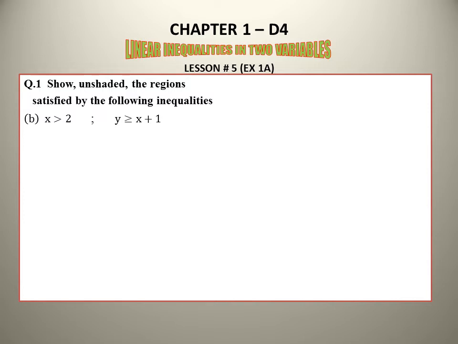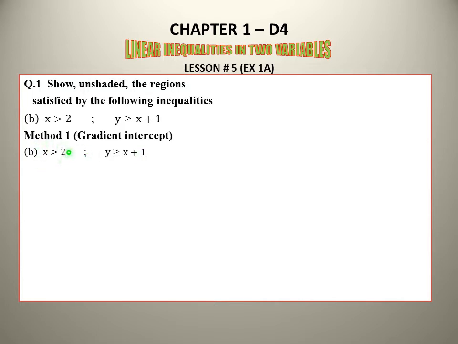We studied two methods to draw the graph of linear equations. We will use both the methods here to draw the graph of these inequalities. Actually, we will draw the graph of the associated equation. Method 1 was we use gradient and intercept to draw the graph of the equation. Because this is an inequality, keep this in mind that this is an equation. Associated equation of this inequality is x is equal to 2. And associated equation of this inequality is y is equal to x plus 1. You need not write.